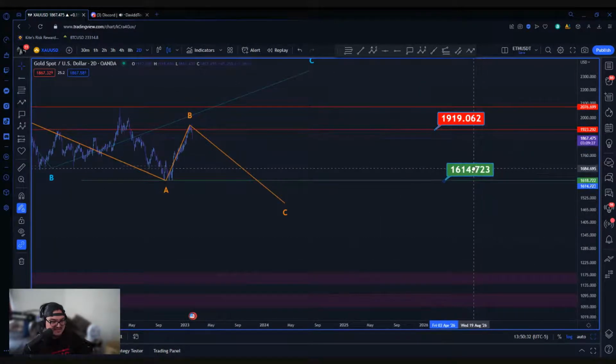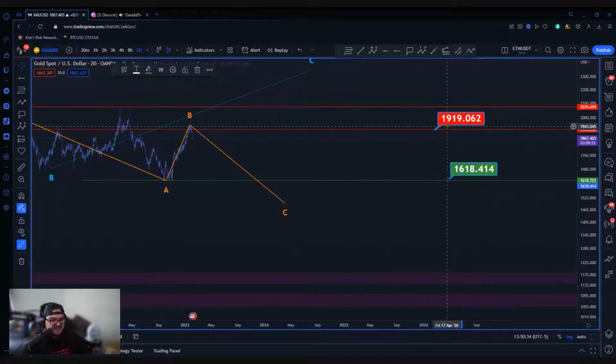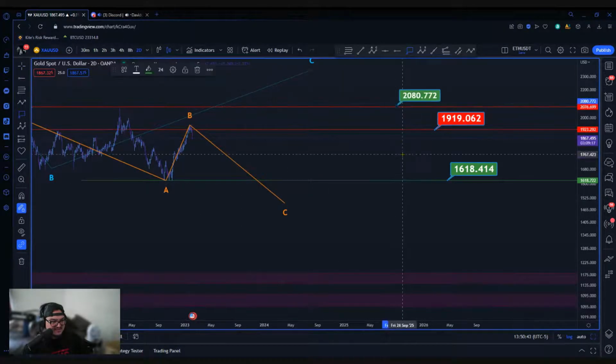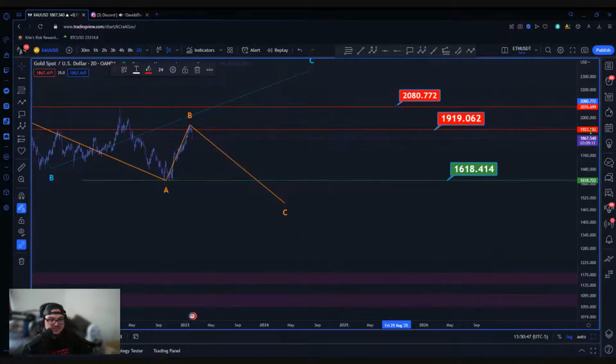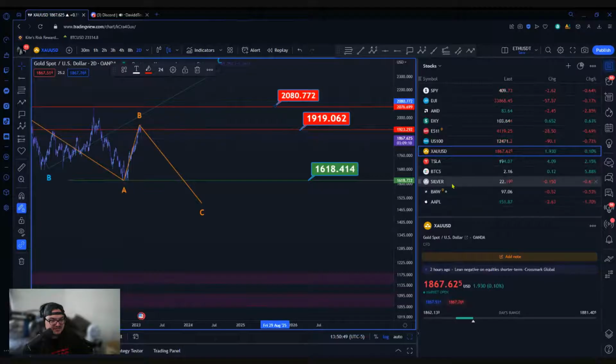Those are the main pivots to maintain if we can maintain a below 1919. We're probably gonna come down and test 1618, or maybe if we pull back, we definitely can come up higher and test that 2080. All right, and that's pretty much it for gold.